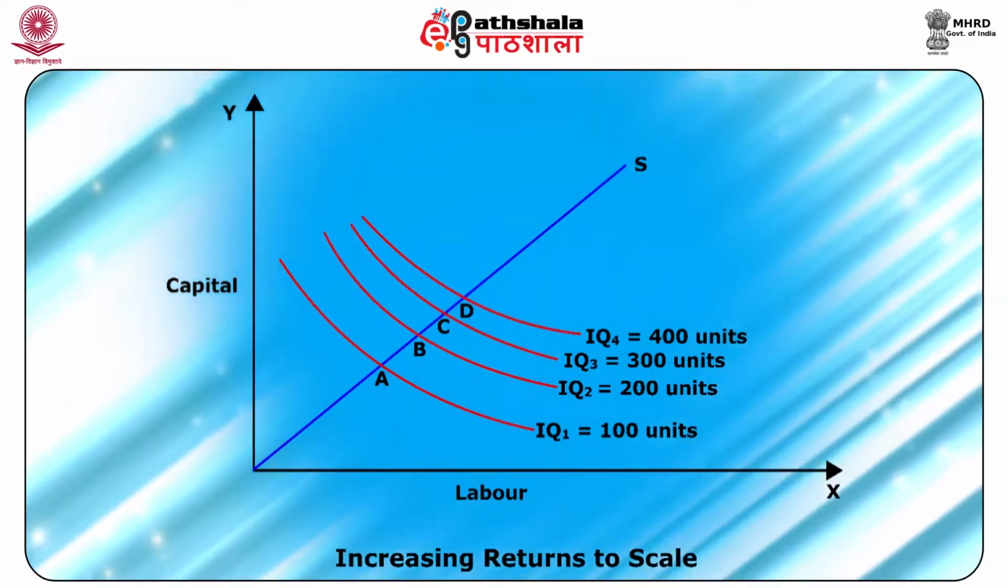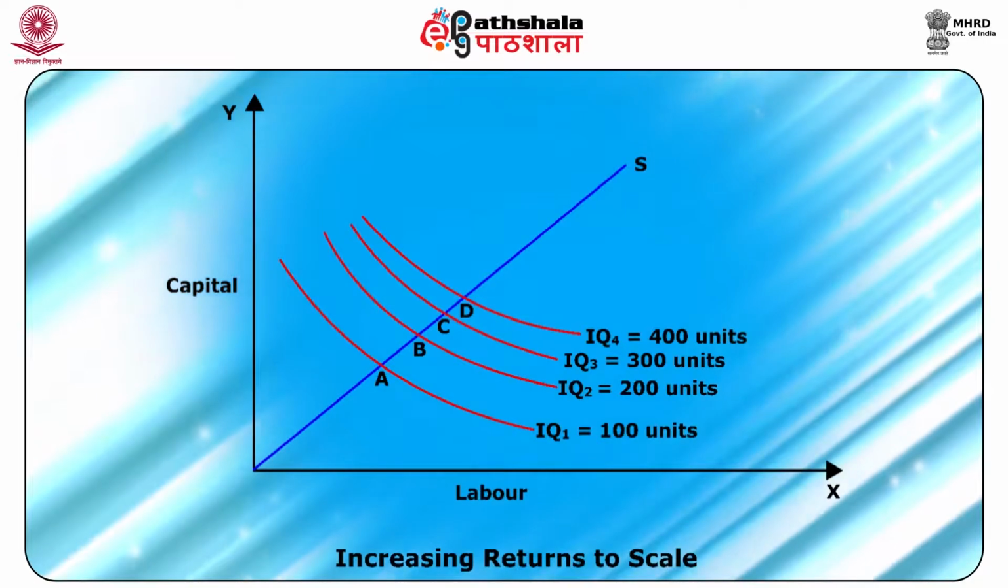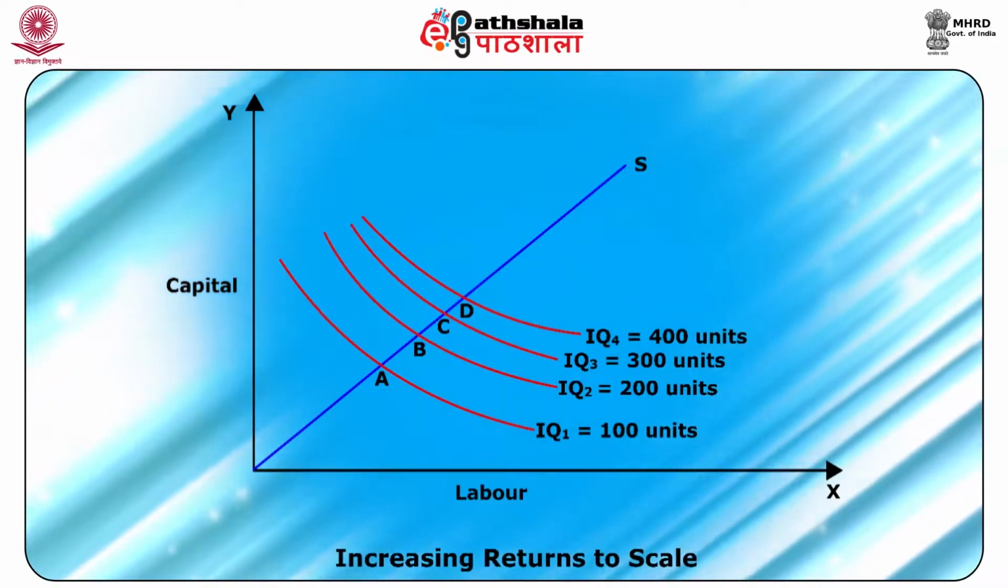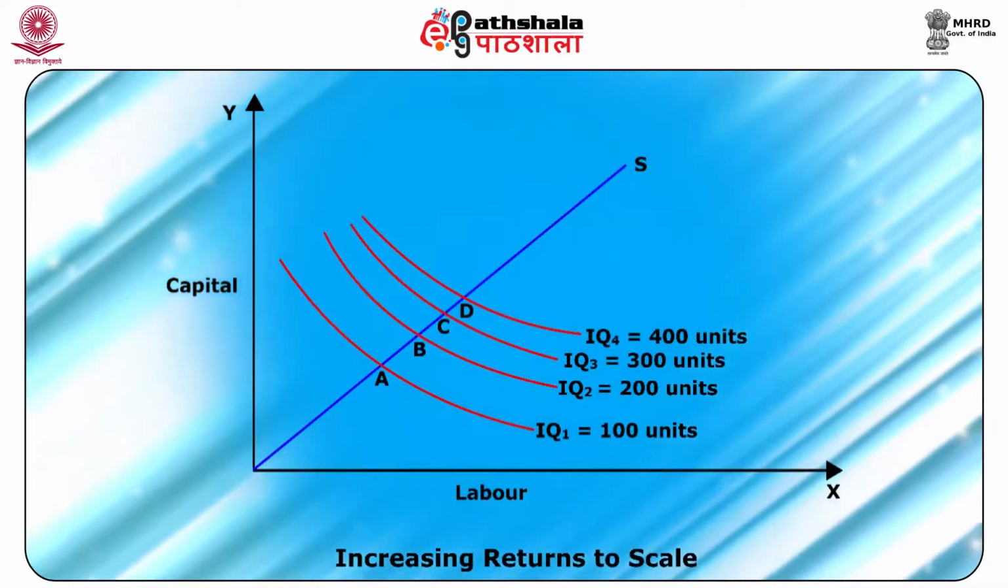In case of increasing returns to scale, if the firm wants to double its output, it requires less than double inputs. The following figure shows increasing returns to scale.